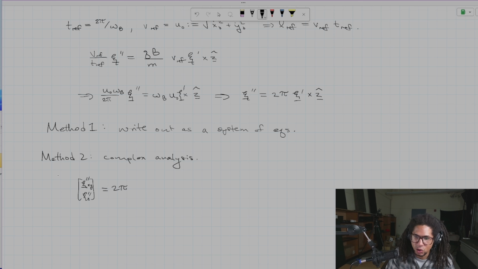This is going to be equal to 2 pi times the vector c prime xy, c z prime, cross, okay, well, what does the z hat vector look like in this setting? It's going to be the 0 vector with a 1 beneath it. Good.